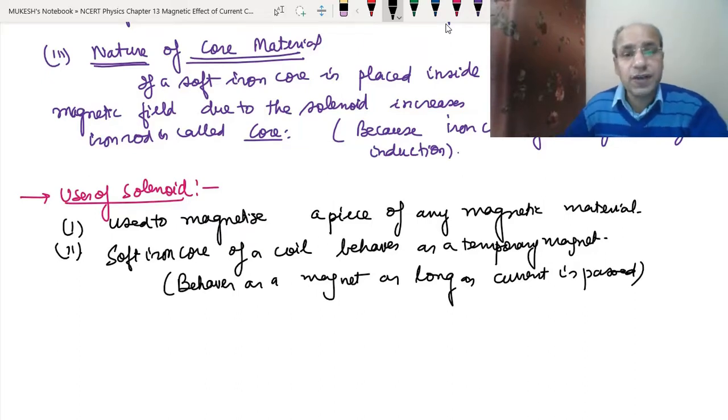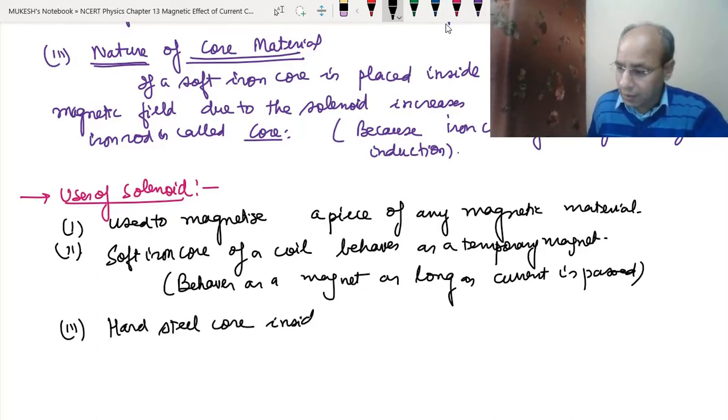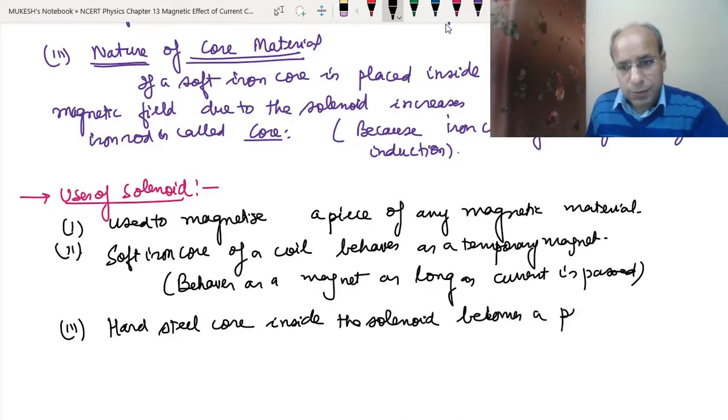Now, instead of an iron core, soft iron means the pure form of iron. Instead of soft iron, if we put hard steel, meaning iron which contains some other material mixed in, like chromium or carbon, it becomes steel, then it will become a permanent magnet, because steel has more retentivity. It can retain the magnetism got by induction for a longer period of time. And the hard steel core inside the solenoid becomes a permanent magnet. I hope this is clear to you.